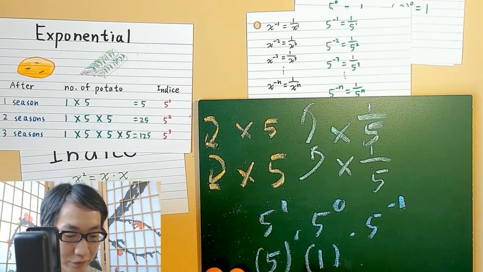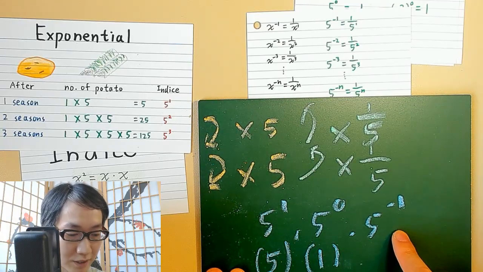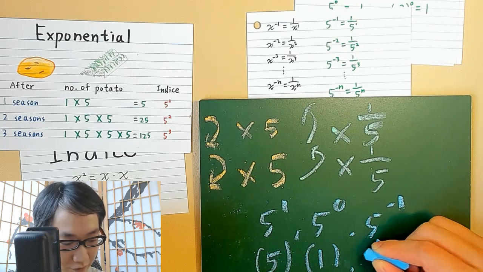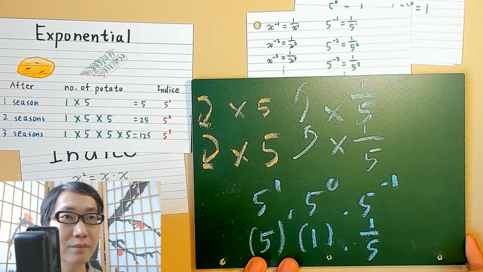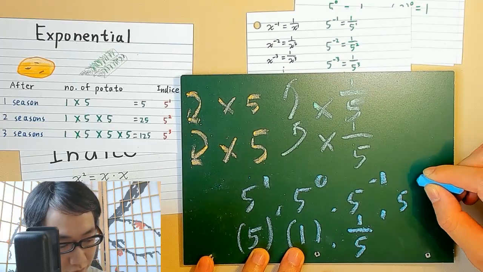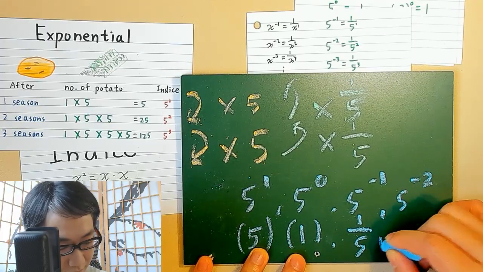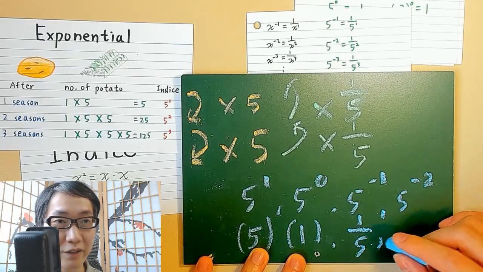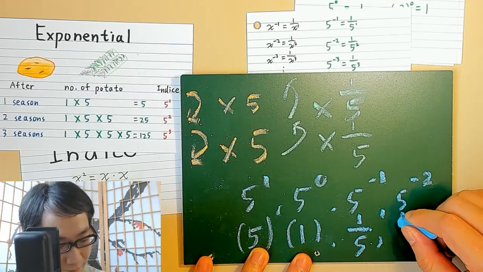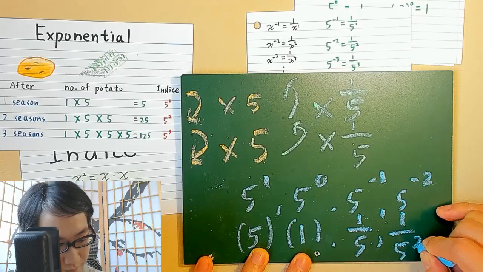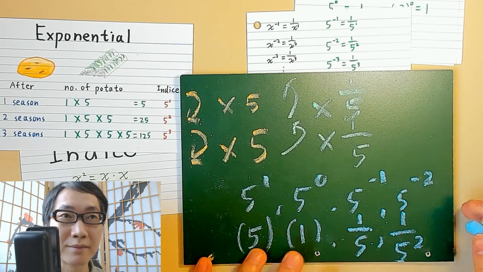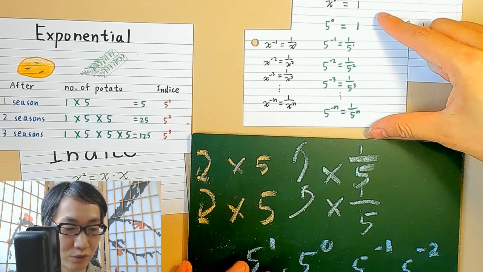So this time 1 over 5 is this one, which means from this one to this one, it should also be multiplied by 1 over 5. So this one will be 1 over 5. And the next one, if you continue the pattern, then multiply by 1 over 5 again, it will be 1 over 25, or 1 over 5 squared. So that's why the rules is like this.